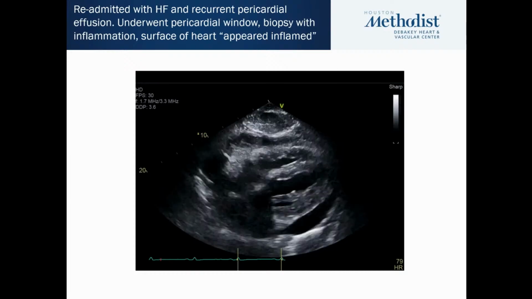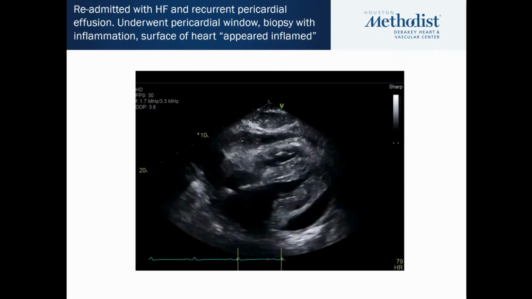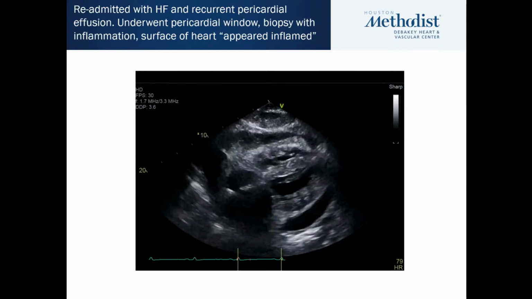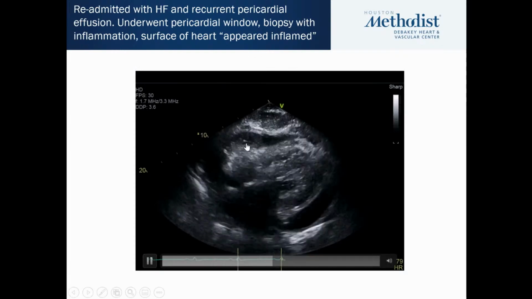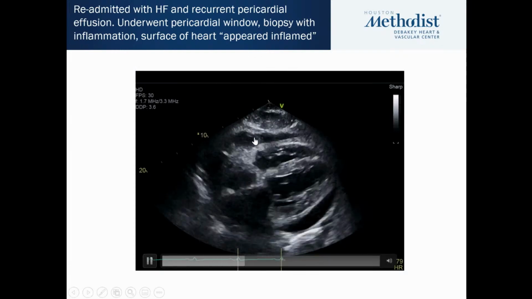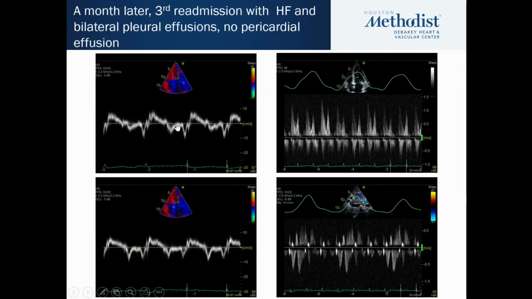Later he gets readmitted with another bout of heart failure. This time he gets a pericardial window and a biopsy, and they report inflammation on the surface of the heart. Notice the recurrent pericardial effusion now no longer appears as transudative as the prior one. On the third admission for heart failure, notice the tall E to A ratio, tall E waves, and then reversal or variation with respiration.